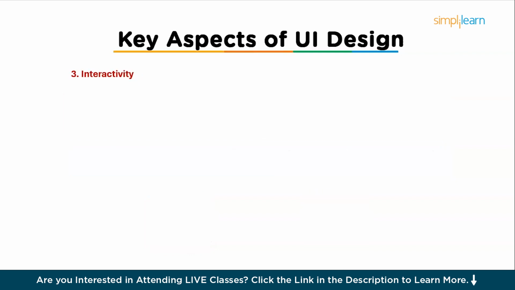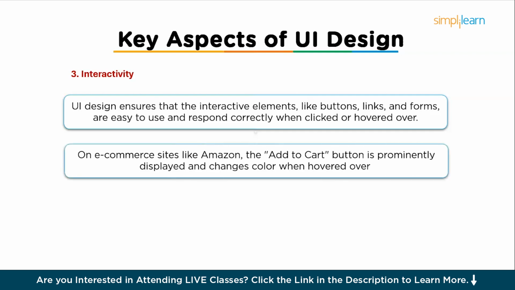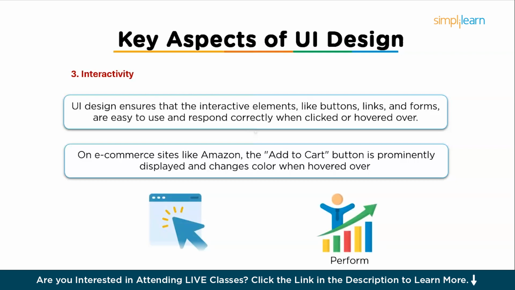And the third point is interactivity. UI design ensures that the interactive elements like buttons, links, and forms are easy to use and respond correctly when clicked or hovered over. Example is on an e-commerce site like Amazon, the add to cart button is prominently displayed and changes color when hovered over. This feedback ensures users know that the button is clickable and ready to perform an action.